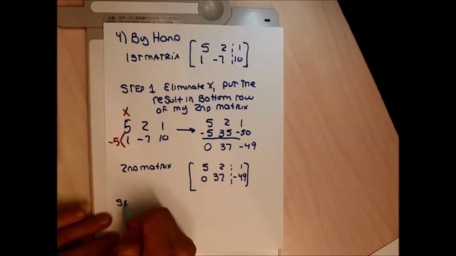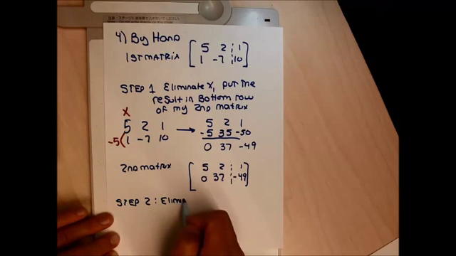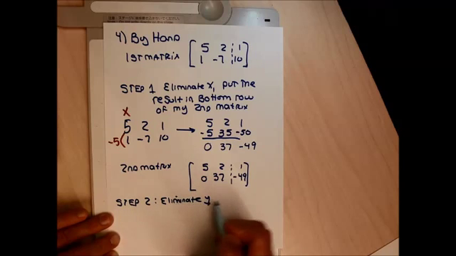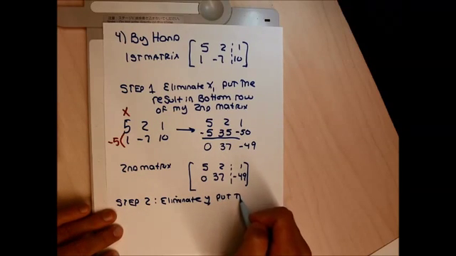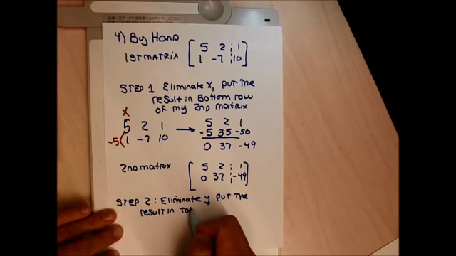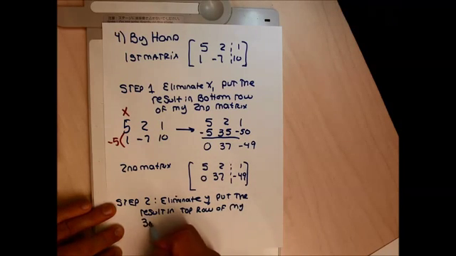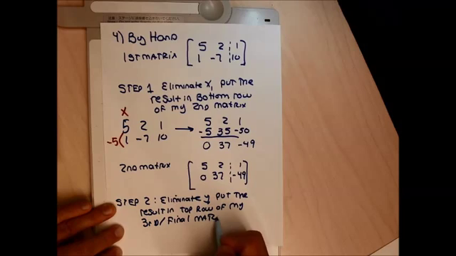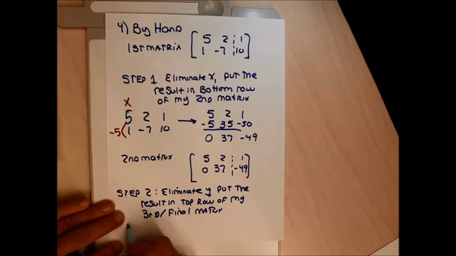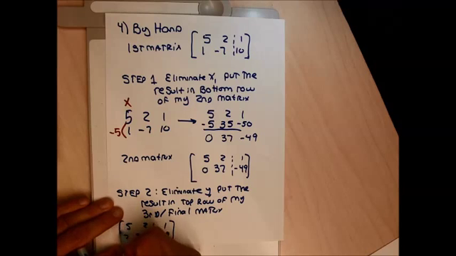Step 2, this is going to be ugly. I'm going to need my calculator. I'm going to eliminate the y, and I'll put the result in the top row of my third, final matrix. So I'm going to take the two rows of my matrix, 5, 2, and 1, 0, 37, and negative 49, and I'm going to eliminate the y's.